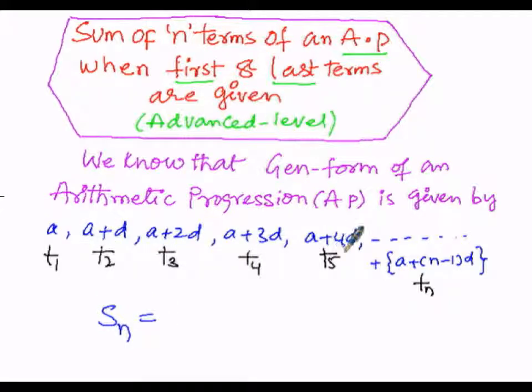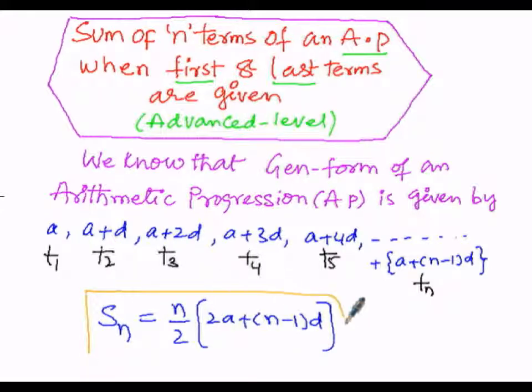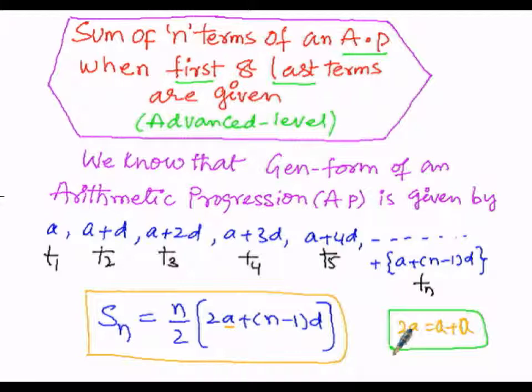By adding up all these terms of the arithmetic progression, we get Sn, the sum of n terms of the arithmetic progression, which is given by n by 2 into 2a plus n minus 1 into d. Here a's coefficient is 2, so I want to split 2a as 1a plus 1a, since 1a plus 1a gives 2a. Then the next logical step is Sn equals n by 2 into a plus a, which is 2a, plus n minus 1 into d written as it is, the reason being 2a equals 1a plus 1a.